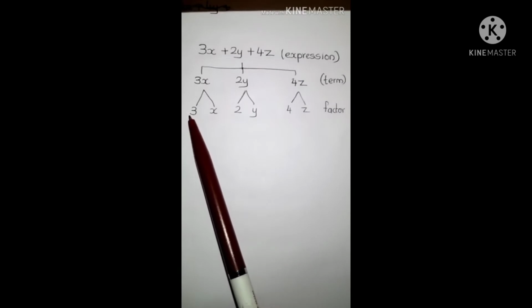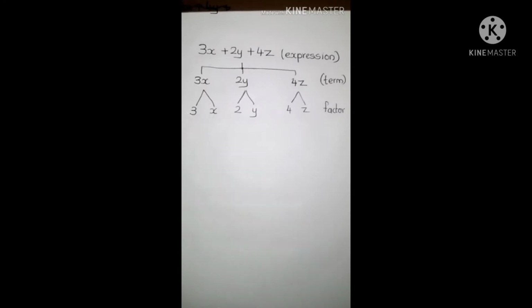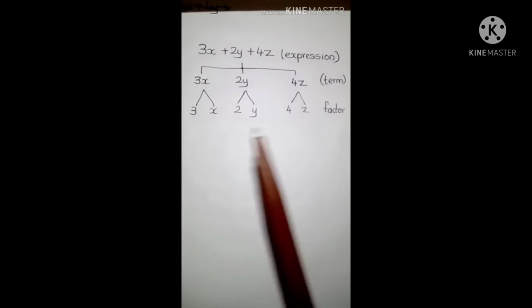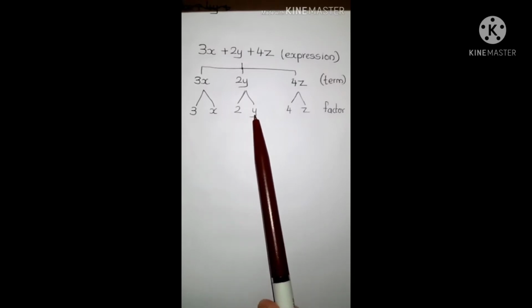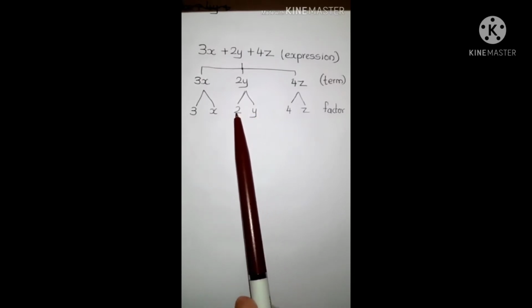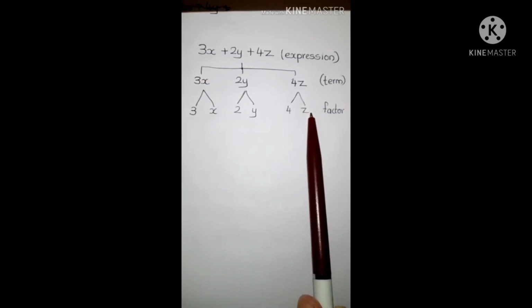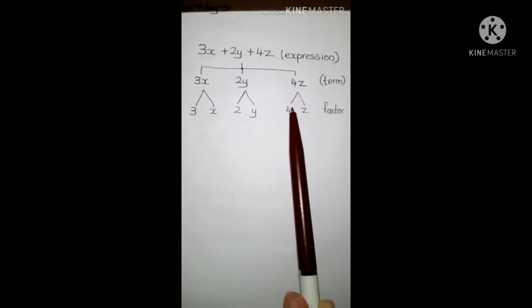Now, tell me what are known as terms. The terms in this expression are 3x, 2y, and 4z. The number written along with the variable is known as coefficient. So, what is the coefficient of x? The coefficient of x is 3. What is the coefficient of y? The coefficient of y is 2. What is the coefficient of z? The coefficient of z is 4.